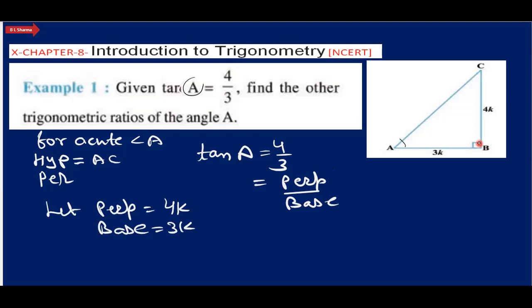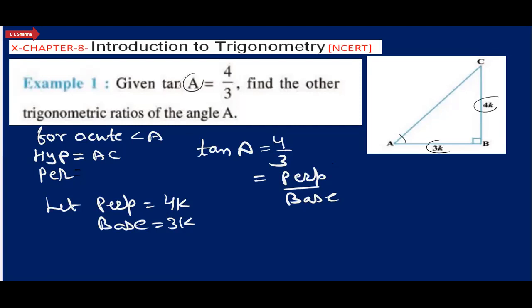The perpendicular ratio we took as 4k, and this is its base. For acute angle A with hypotenuse AC, the perpendicular here is BC, and the base is the remaining third side, that is AB. Perpendicular is 4k and base is 3k, which we mentioned here. BC is 4k and AB is 3k.